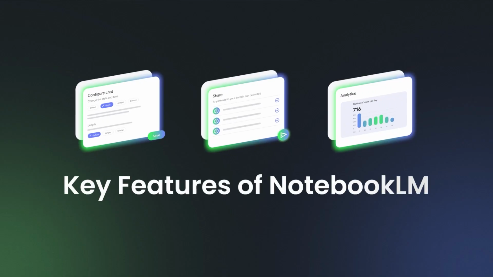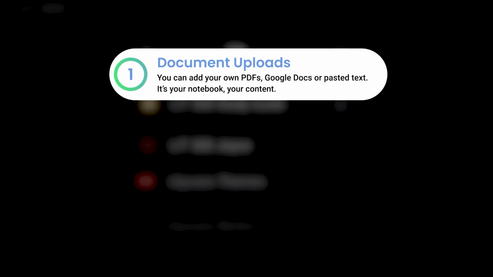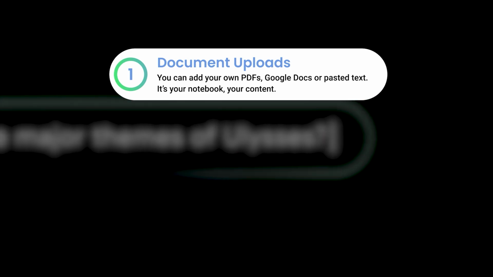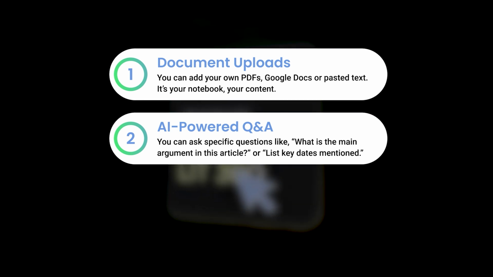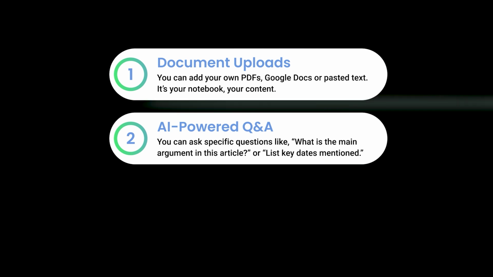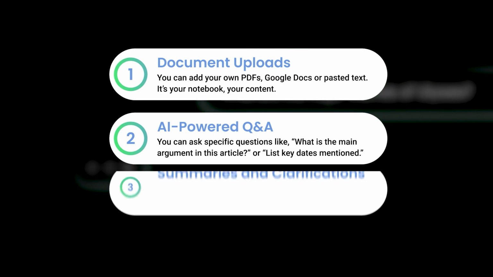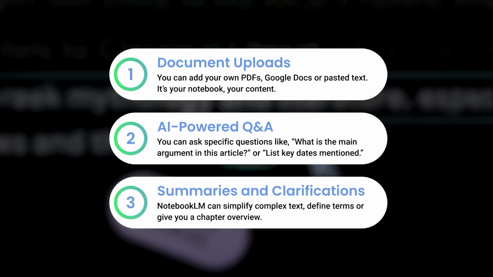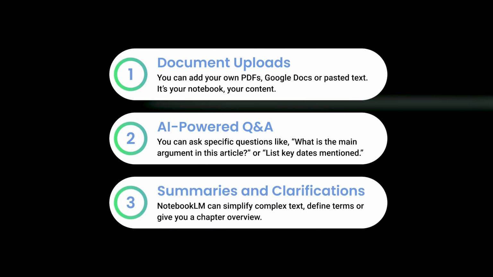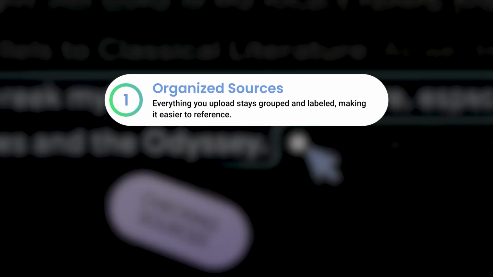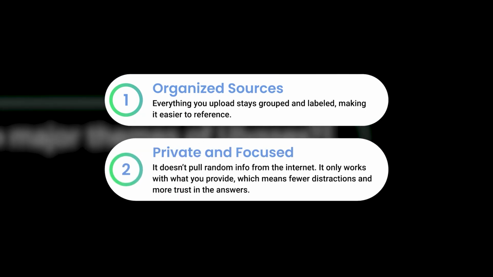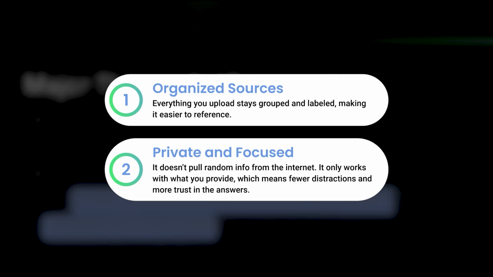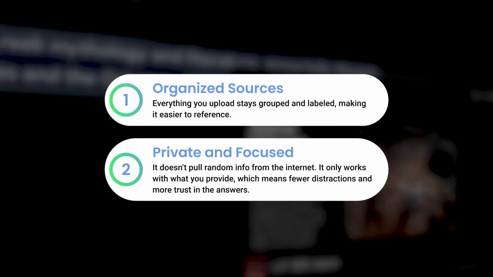Key features of NotebookLM. Document uploads. You can add your own PDFs, Google Docs, or pasted text. It's your notebook, your content. AI-powered Q&A. You can ask specific questions like, what is the main argument in this article? Or list key dates mentioned. Summaries and clarifications. NotebookLM can simplify complex text, define terms, or give you a chapter overview. Organized sources. Everything you upload stays grouped and labeled, making it easier to reference. Private and focused. It doesn't pull random information from the internet. It only works with what you provide, which means fewer distractions and more trust in the answers.